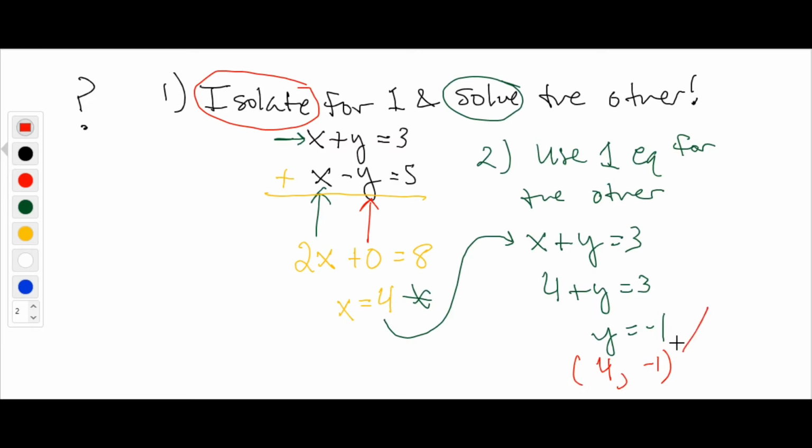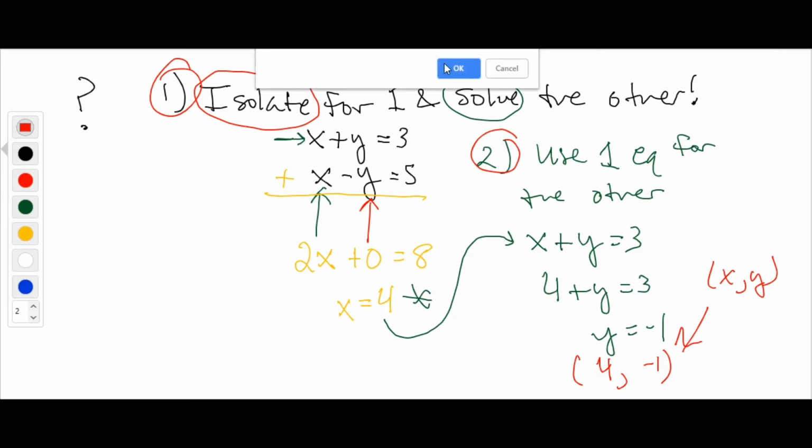Now, in case you guys don't know, I'm writing this like x, y, like a coordinate system. So here are two things you need to know. Isolate for one and solve for the other, and use one equation for the other. I would definitely write this down. This is some good stuff.